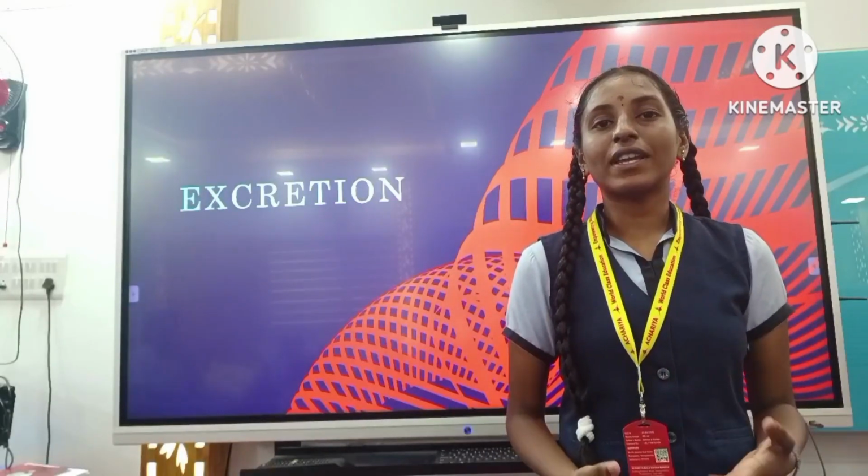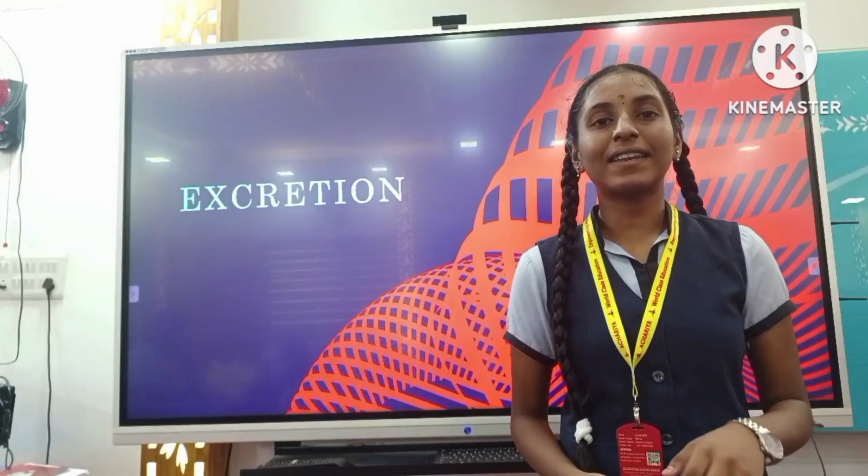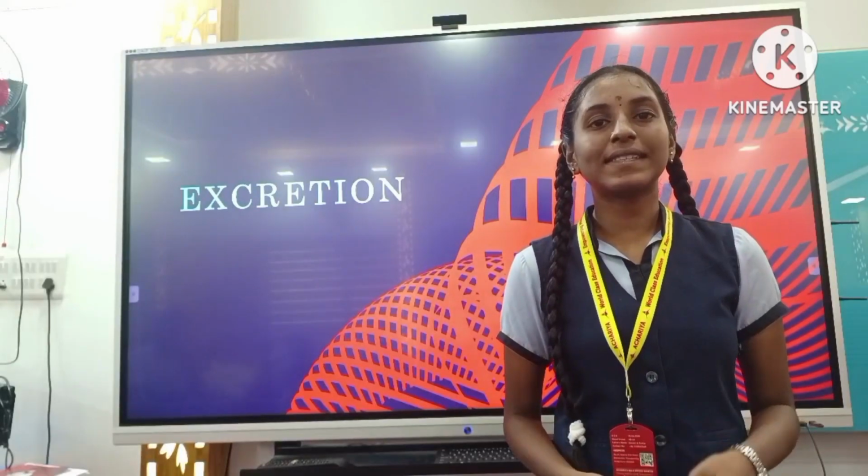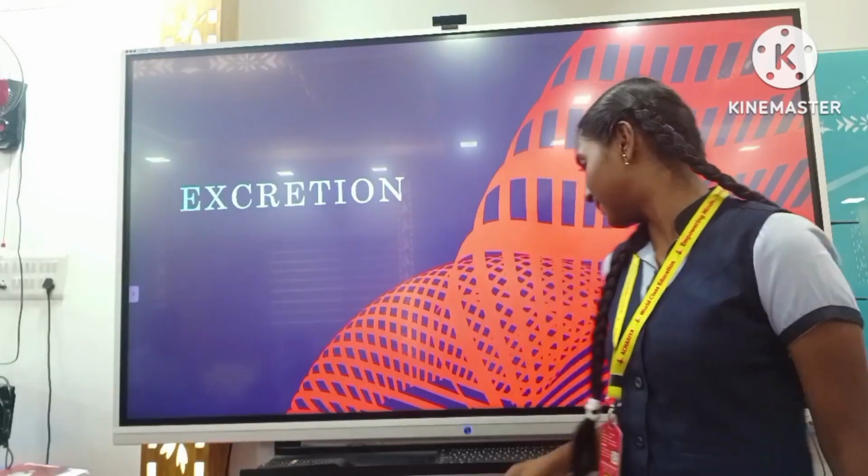The main excretory organ in our body is the kidney. They occur in pairs and lie on either side of the spinal cord. Now let's see the parts of the excretory system.